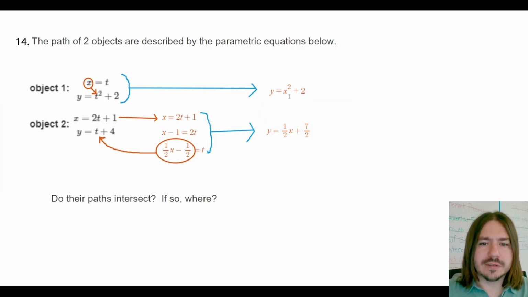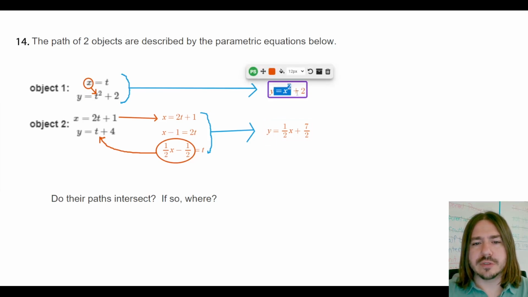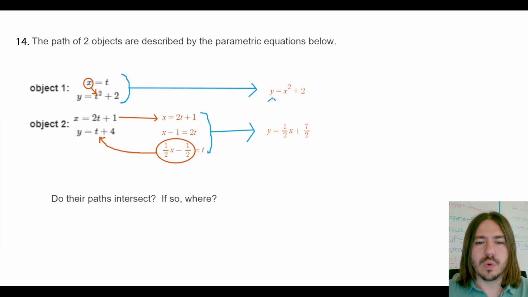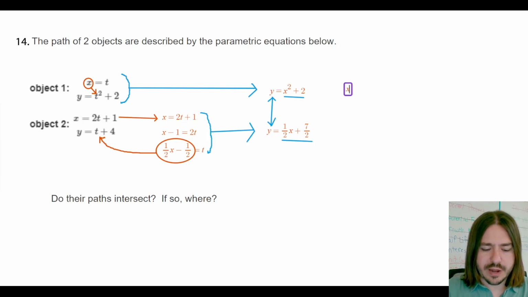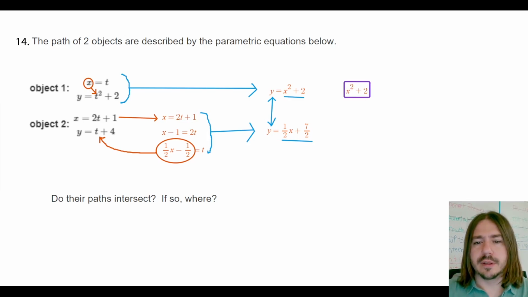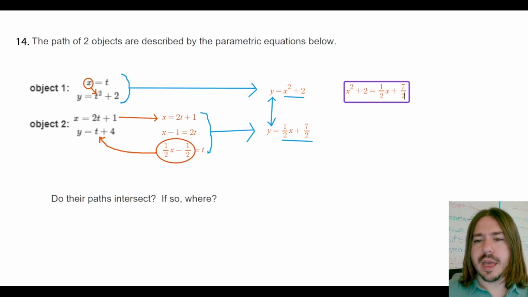So now I've got two equations. Actually, this one's not a linear equation, this one's a quadratic, but they're both in two variables and both solved for y. So we can solve this as a system of equations by setting the two y's equal to each other. Since y is just y, we can set these two expressions, this x squared plus 2 and the 1/2 x plus 7/2, equal to each other and solve for x. So let's go ahead and type that out. We've got x squared plus 2 equals 1/2 x plus 7/2. And we need to solve this.